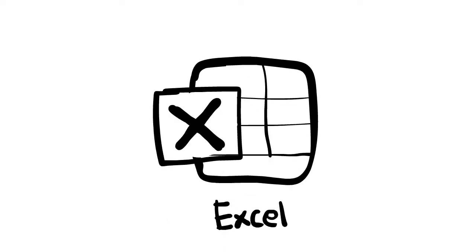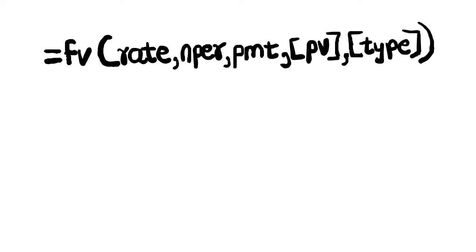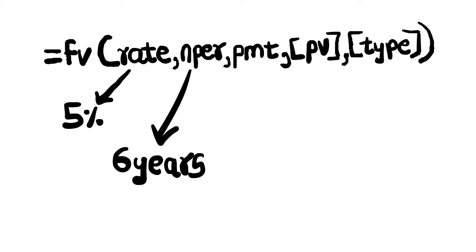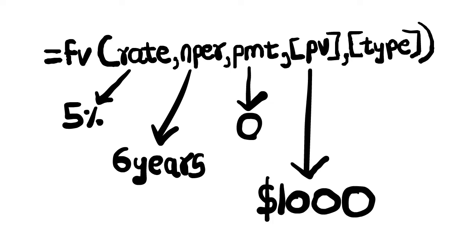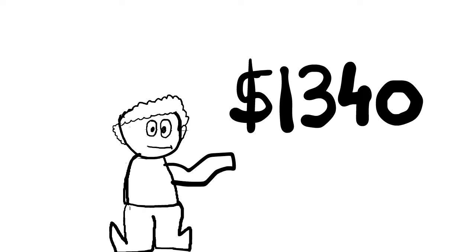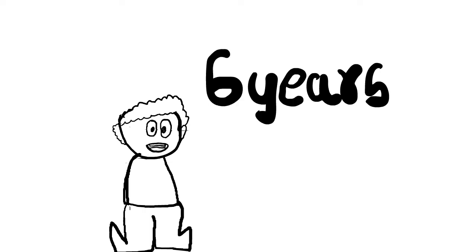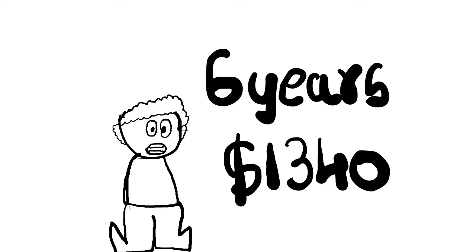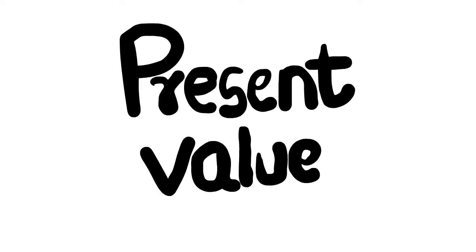We have a formula in Excel called FV, which is also called future value. So this is the formula. In this, the rate is 5%, then the NPER, which is 6 years, then the PMT is basically the monthly payment, but here we are not doing any monthly payments, so we will keep it 0. Then the PV, which is basically the $1,000, which is our investment, and don't put anything in the type, and then our answer will come: $1,340, which means after 6 years we will be getting $1,340.